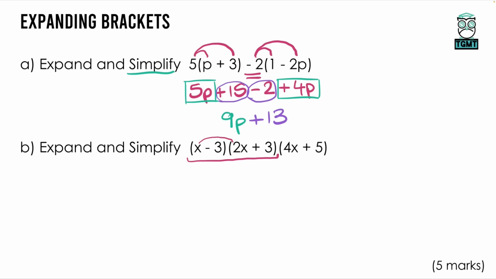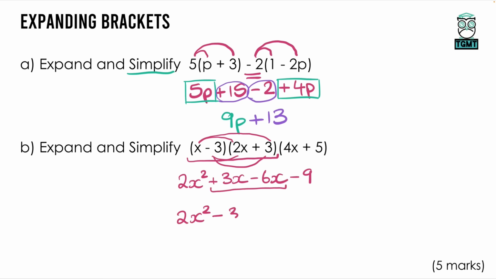So expanding our double bracket, we have x times 2x and x times 3. That gives us 2x squared plus 3x. Onto the bottom, minus 3 times 2x is minus 6x, and minus 3 times positive 3, which is minus 9. Now before we try multiplying that by the next bracket, we just want to tidy this up. So we get 2x squared plus 3x take away 6x is minus 3x, and then minus 9 at the end. I can then put this back into a bracket, and we're going to multiply it by the last bracket that we had in the question. So just bringing that one down, 4x plus 5.